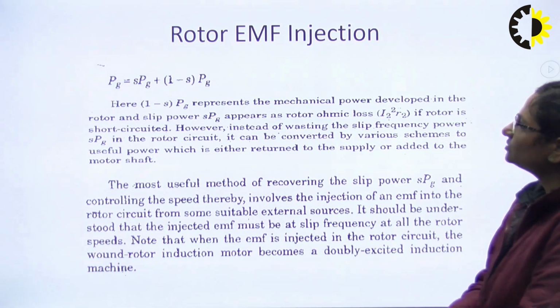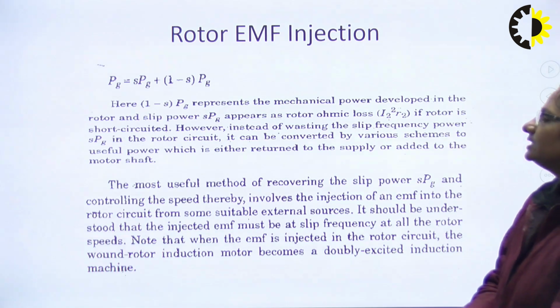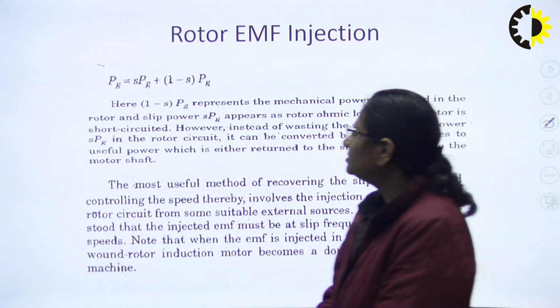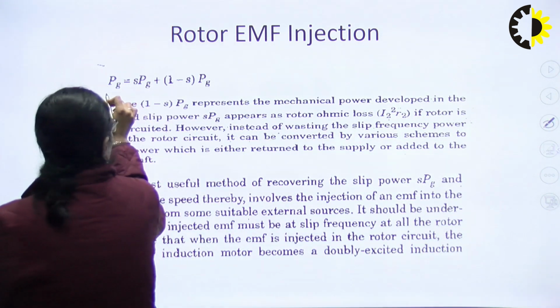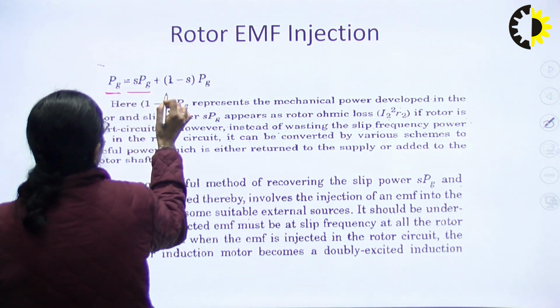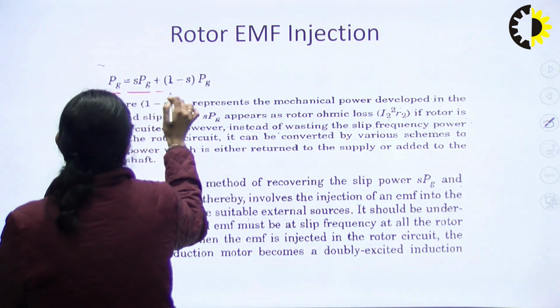The next method of speed control is rotor EMF injection. Let us see what rotor EMF injection is. We know that the air gap power PG can be written as the summation of S PG plus 1 minus S PG.